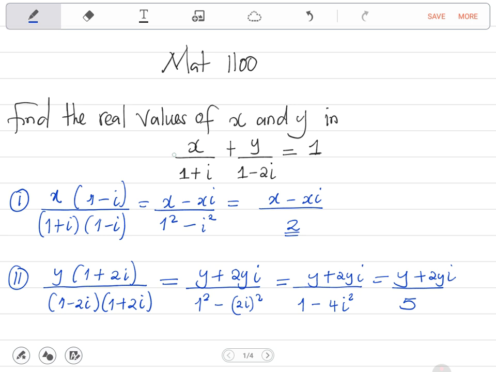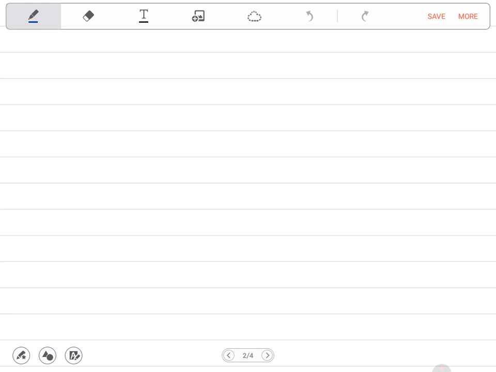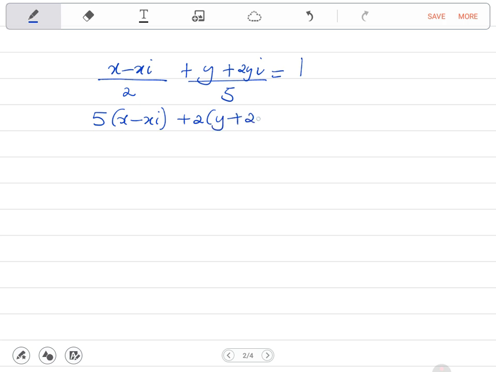So I can already substitute this part and that particular part. As usual, I'm putting x minus xi over 2, plus y plus 2yi over 5, and this is equal to 1. Here the common denominator is 10, right? Since the common denominator is 10, I'll just cross multiply in advance. And this will be 5 times x minus xi plus 2 times y plus 2yi, equal to, remember, common denominator was 10, so 10 times 1, 10.